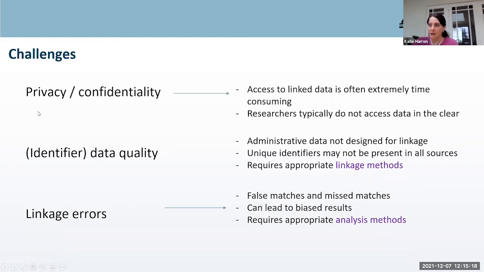So concerns about privacy and confidentiality and issues around data quality can lead to linkage errors. Where we fail to link records that belong to the same people, that would be a mismatch, and where we link together different records that should have belonged to different people, that would be a false match. And even small amounts of these linkage errors can lead to substantial bias in results. So this means we need to think carefully about ways to handle these errors or uncertainty in the linkage in the analysis of linked data.